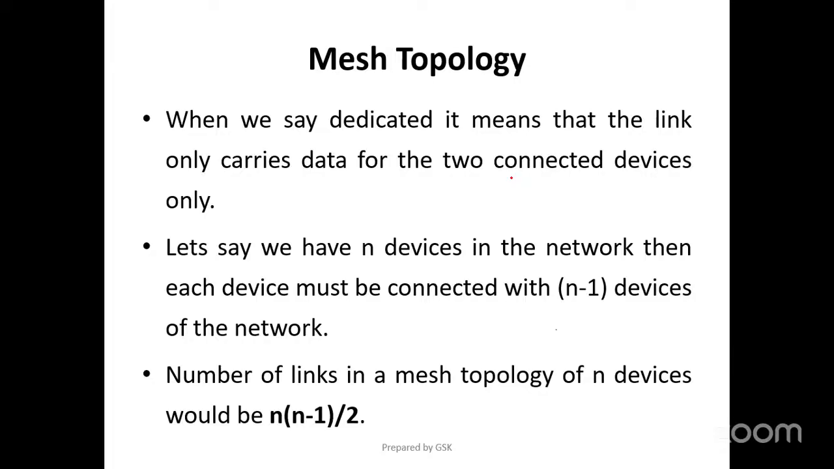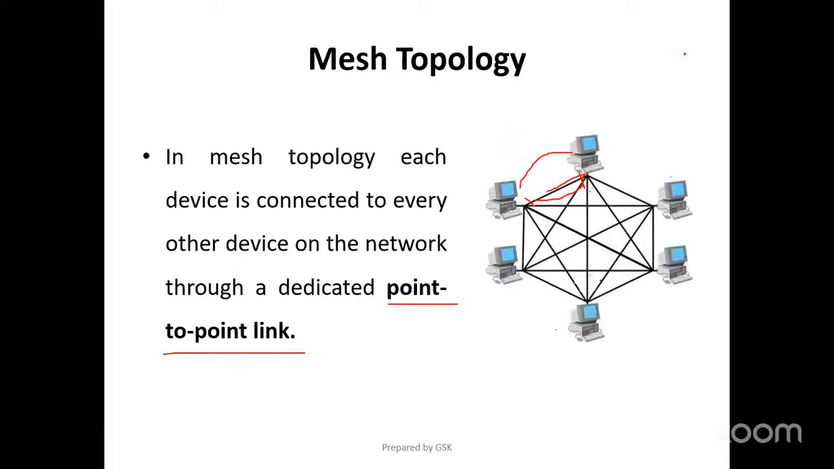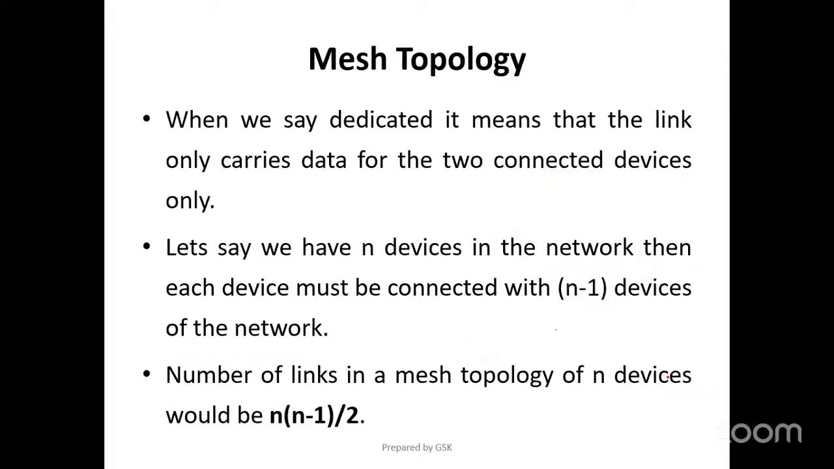Let us say we have n devices in the network, then each device must be connected to the n-1 devices of the network. Obviously, for example, we have 1, 2, 3, 4, 5, 6, 6 computer systems in this diagram. So for this network where we have 6 devices in the mesh topology, every system has to maintain the connection with all other 6 minus 1, 5 systems, right? Every system has to maintain the connection with all other systems. That is n minus 1 devices.